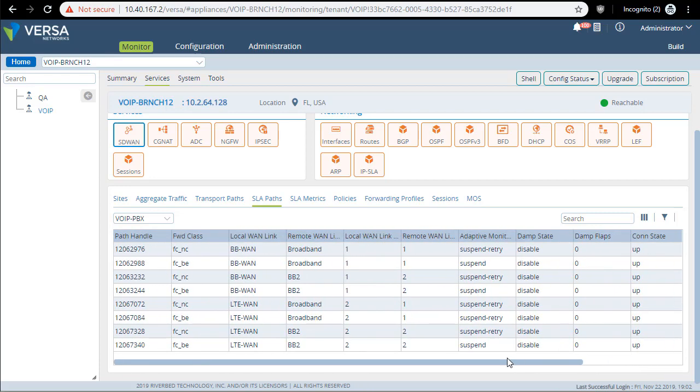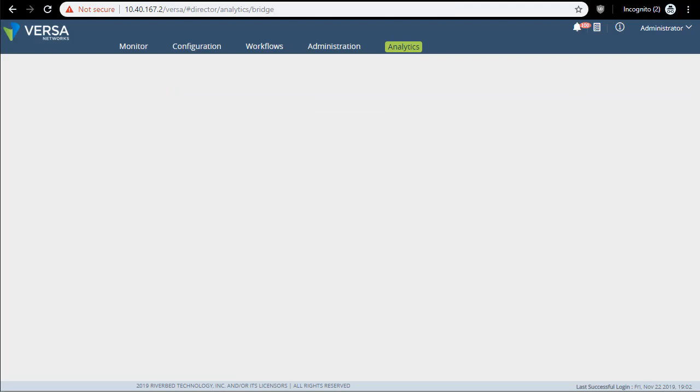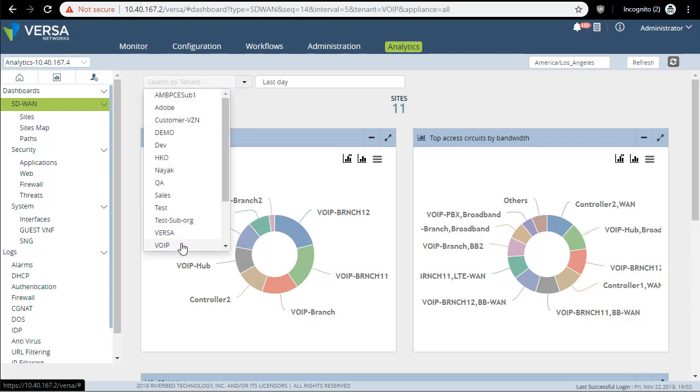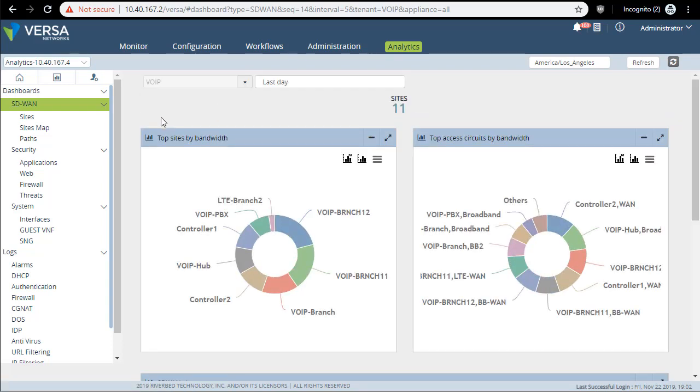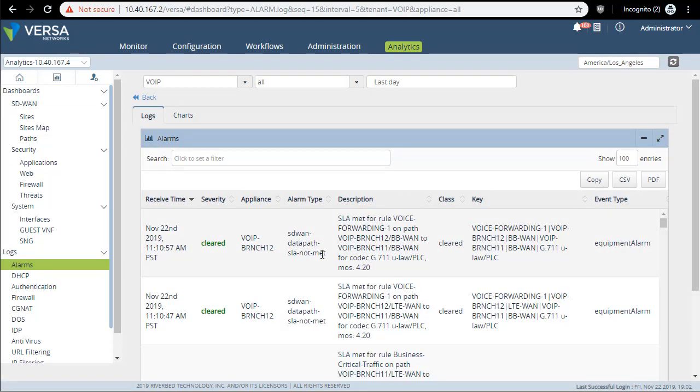To see historical data about what was happening specifically with branch 12, we can go to the home and then to the analytics section. In the analytics section, the first thing we need to do is select the tenant we are going to be looking at information for, voice over IP in this case, and go to the alarm section. In the alarm section, you can find a lot of useful information, such as, for example, SD-WAN data path SLA not met. It means that the path was flapping because there was some problem.